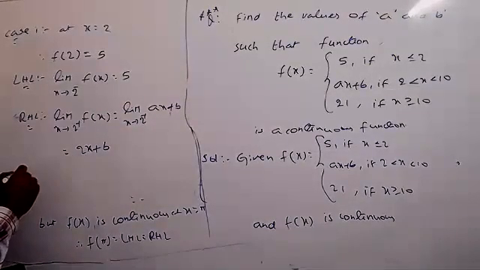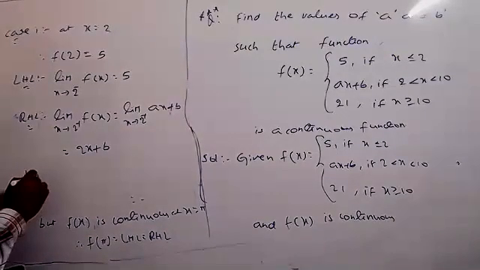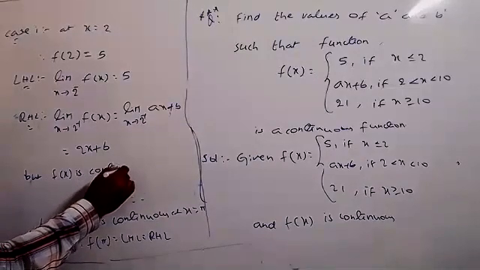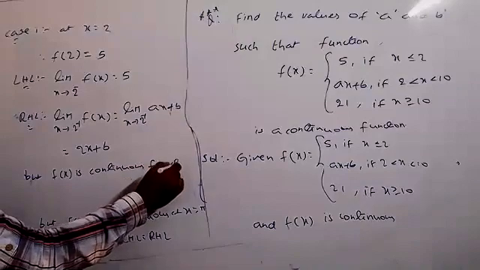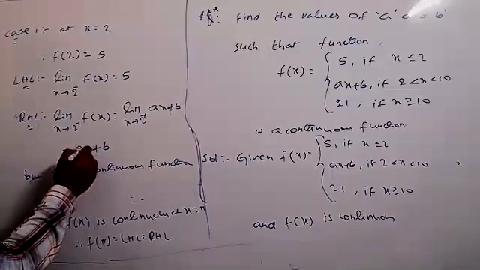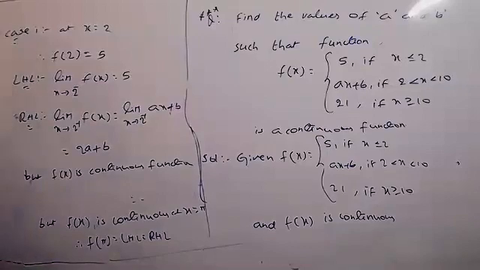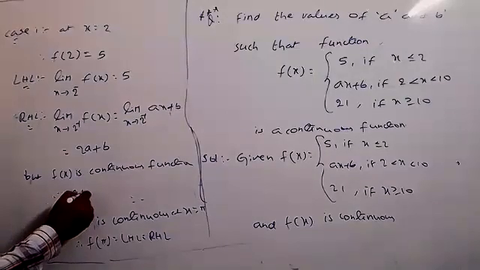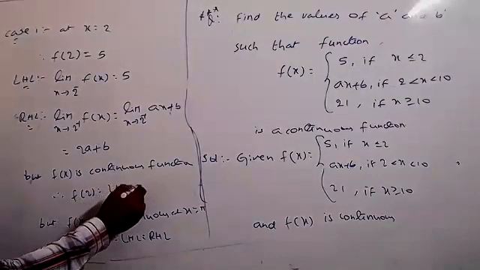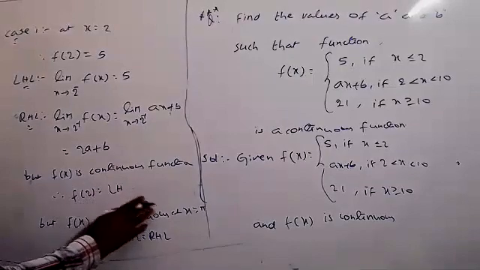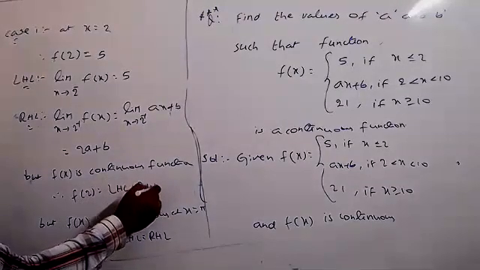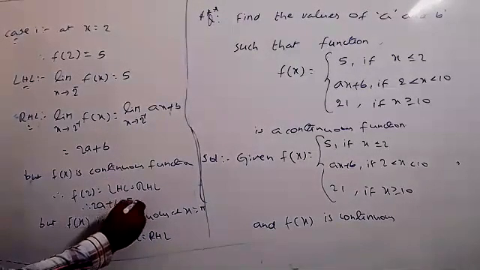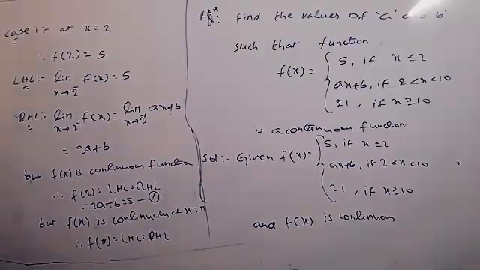But we know this condition very well: f of x is a continuous function. So it's 2a plus b. Now, since it is a continuous function, f of 2 equal to LHL equal to RHL. Therefore, you can write now 2a plus b equal to 5. It is equation number 1.